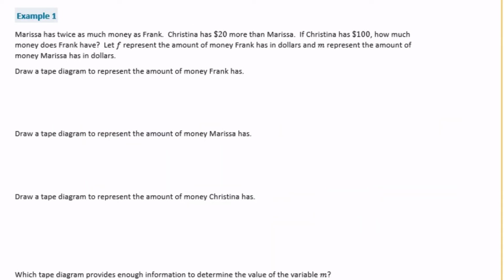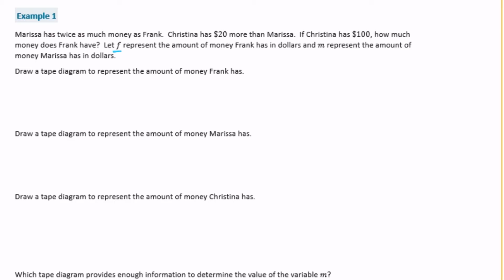Example 1. Marissa has twice as much money as Frank. Christina has $20 more than Marissa. If Christina has $100, how much money does Frank have? Let F represent the amount of money Frank has in dollars and M represent the amount of money Marissa has in dollars. Draw a tape diagram to represent the amount of money Frank has.